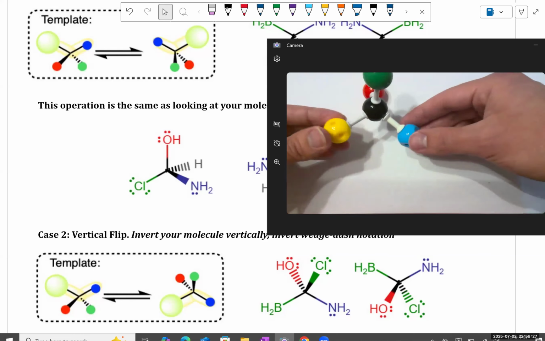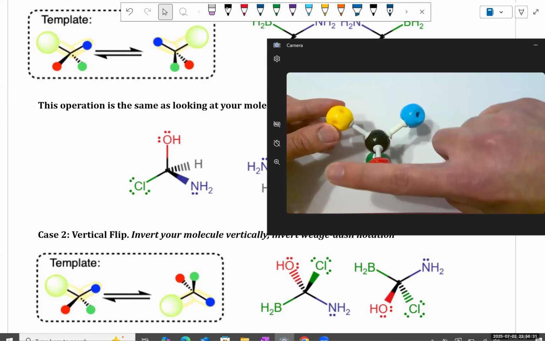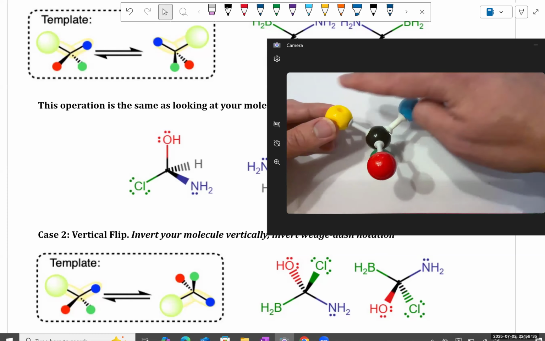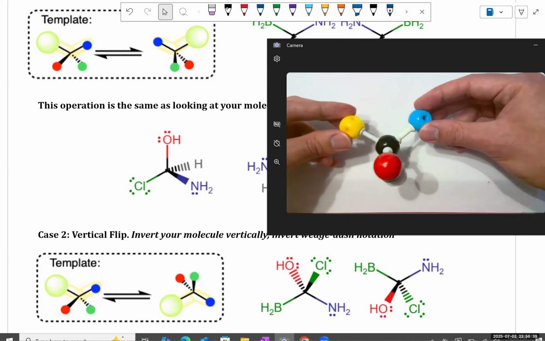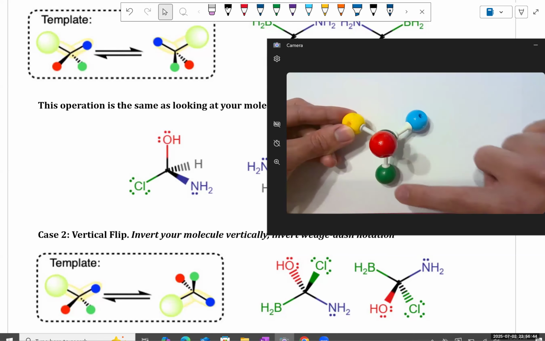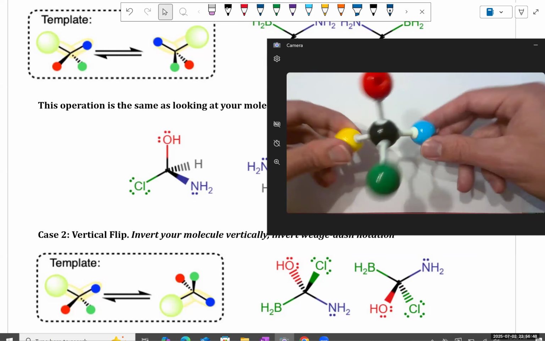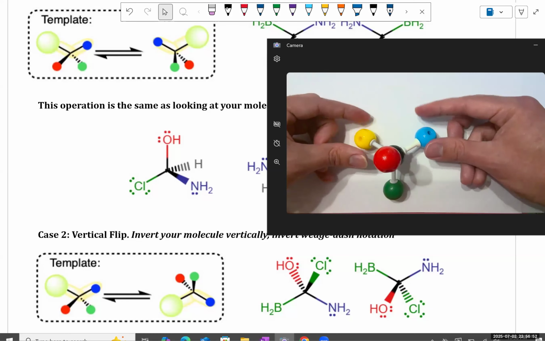If we want to flip our skeleton vertically, we invert the skeleton vertically and we invert the dash wedge notation. So as you can see, the skeleton now has a different arrangement. Here's where we started, here's where we finished, and the alcohol is now wedged instead of dashed, and the chlorine is now dashed instead of wedged. Here's the before, here's the after image.